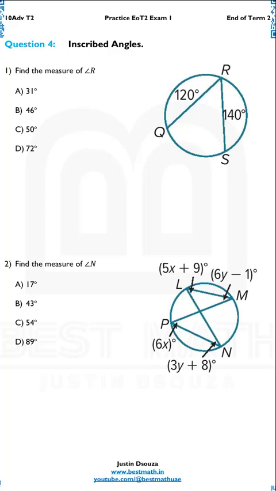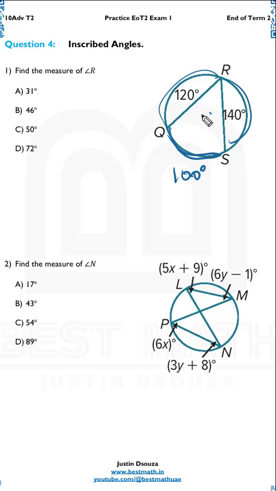Inscribed angles. Remember the arc. This arc is 120, this is 140. So the remaining arc will be 360 minus 120 minus 140. So it is basically 260, it's 100 remaining. Here this arc is 100 degrees.